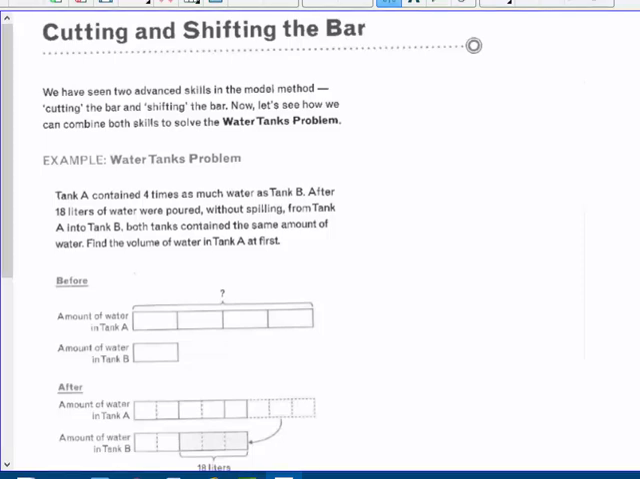So this is our last bar modeling video. This is video 12, and I'm on page 43 in your packet. We have seen two advanced skills in the model method, cutting the bar and shifting the bar. Now let's see how we can combine both of those skills to solve the water tank problem. So we're going to cut and we're going to shift.